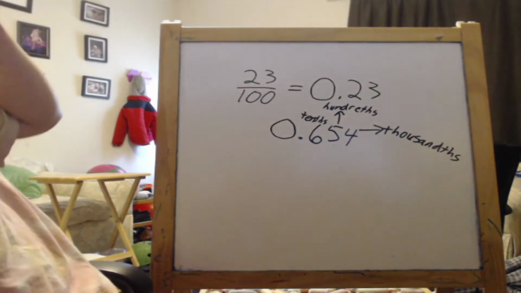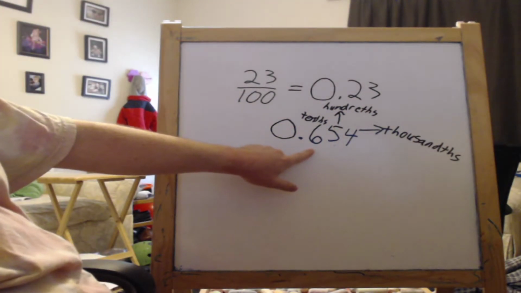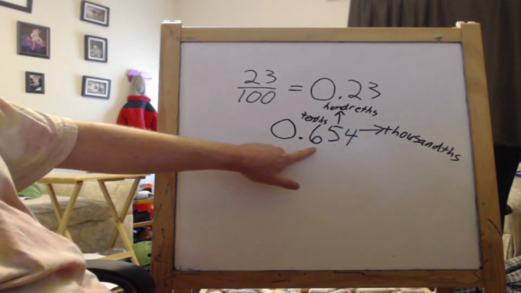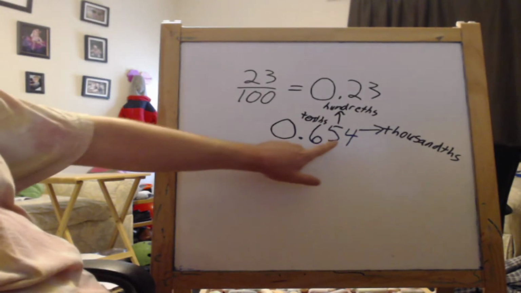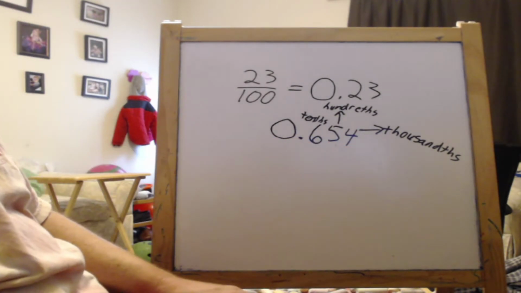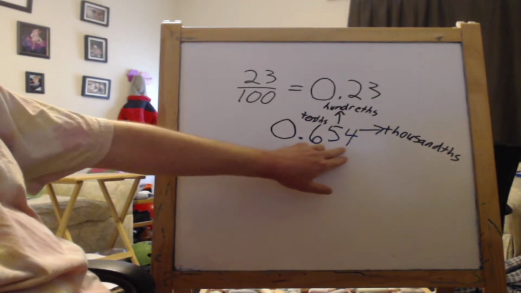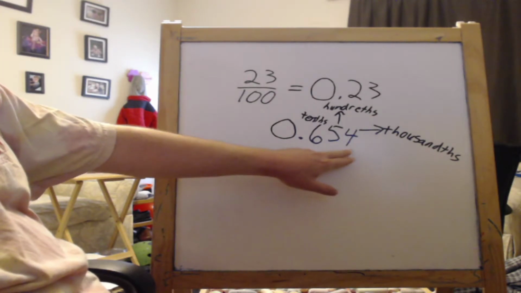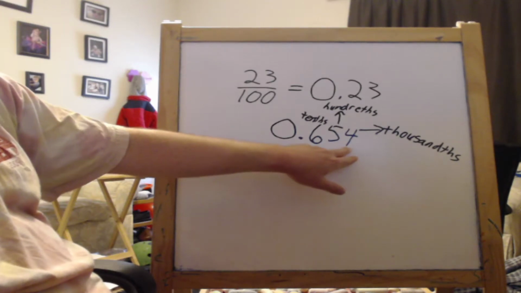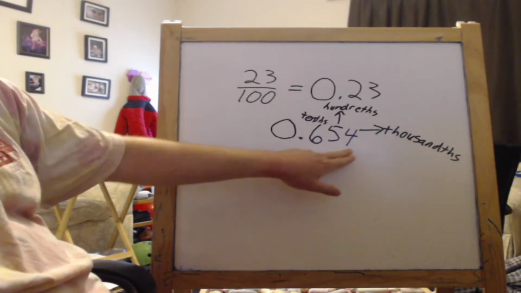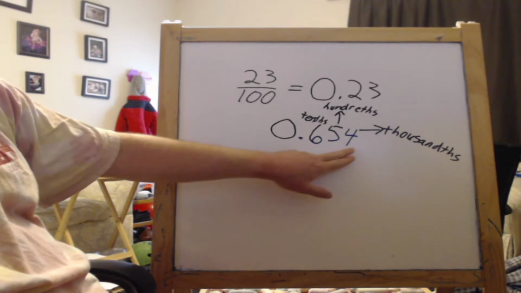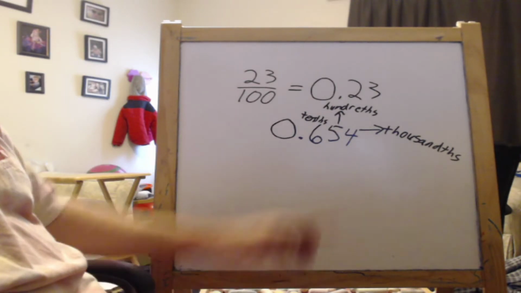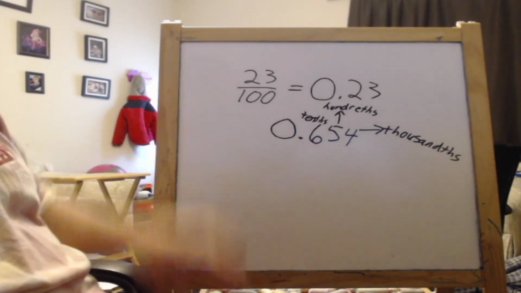Okay? And I know that because anytime you have decimals, the first number after the decimal is always tenths. The second one is hundredths. The third one is thousandths. So we're always just saying the number that's here, and then whatever the last digit is, the digit that's furthermost to the right, is how you would name it. So this is 654 thousandths because the 4 is in the thousandths place.